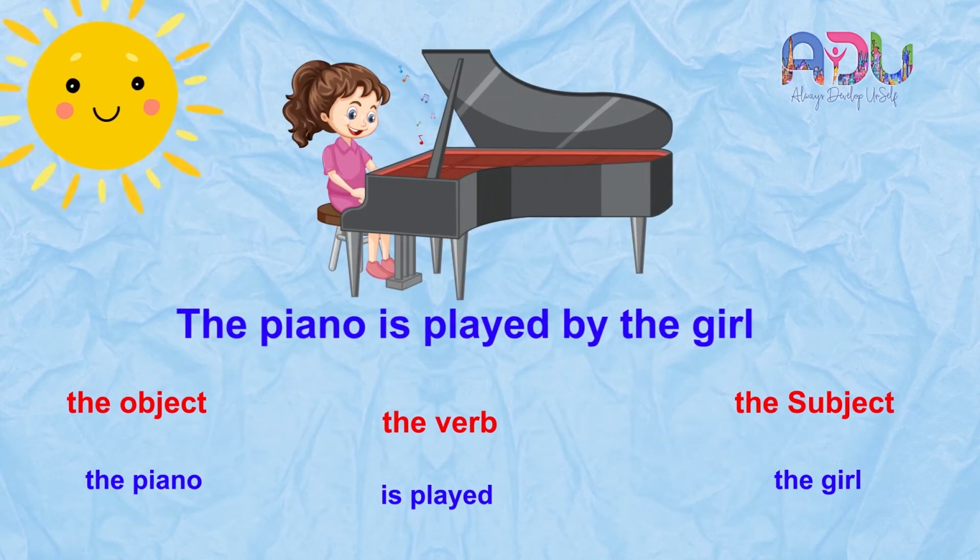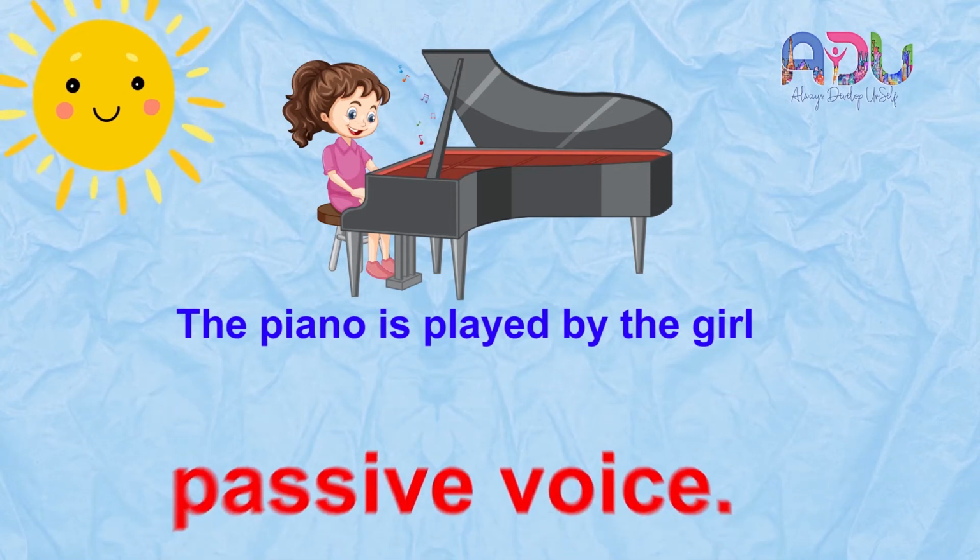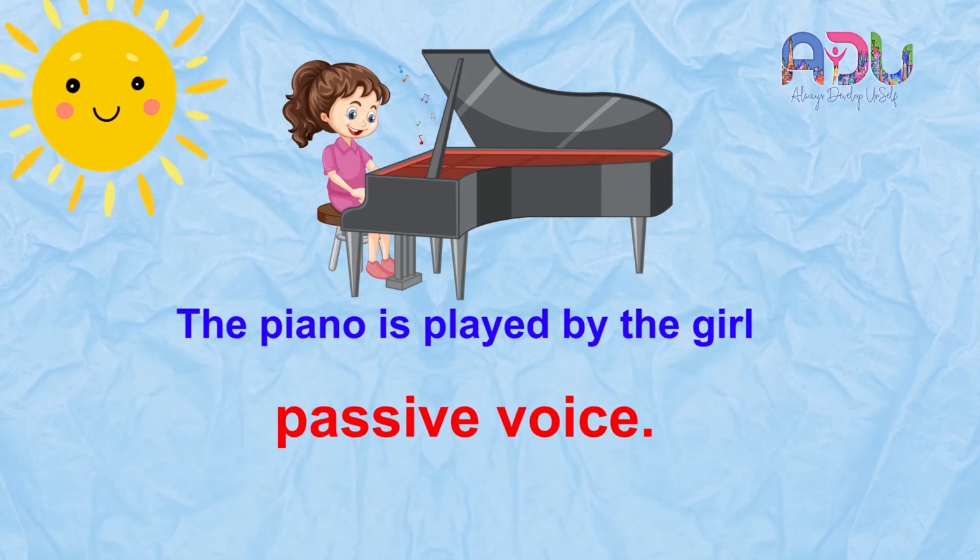The piano is played by the girl. The piano is receiving the action. Therefore, the piano is the passive subject. And because the piano is the passive subject, this sentence is written in the passive voice.